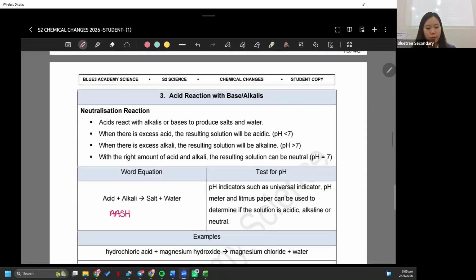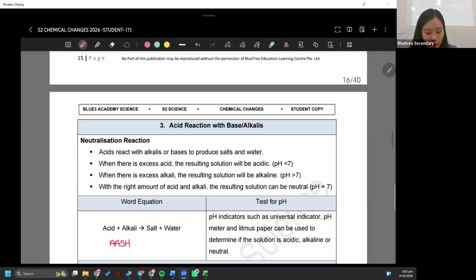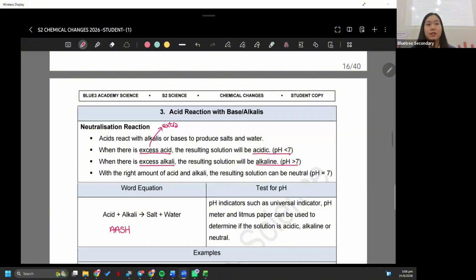Acids react with alkalis or bases to produce salt and water, and when you have excess acid, your resulting solution will be acidic, meaning that the pH is less than 7. Do you all know what excess means? Extra, correct. So excess means I have extra. Does it make sense? When I have extra acid, the solution will be acidic. When I have extra alkali, it will be more alkaline. Makes sense, right? But if I have just the perfect amount of acid and alkali, the resulting solution will be neutral, pH 7.